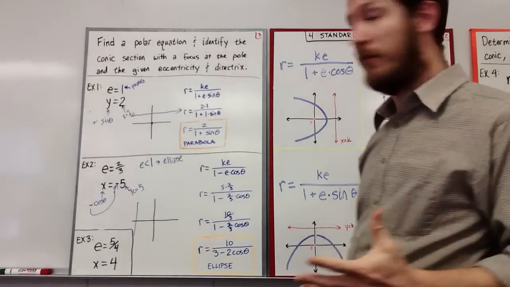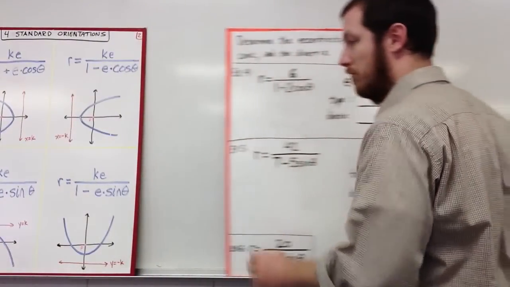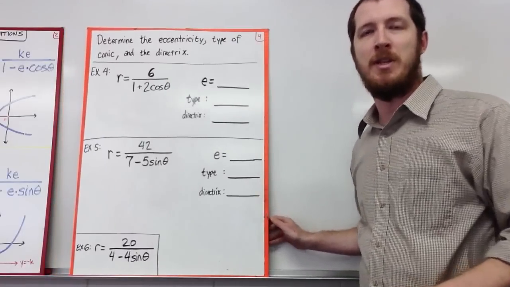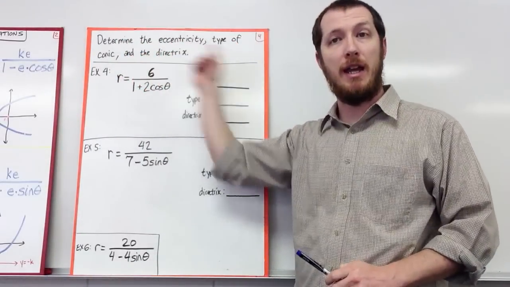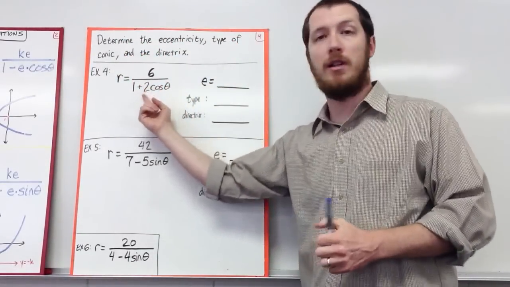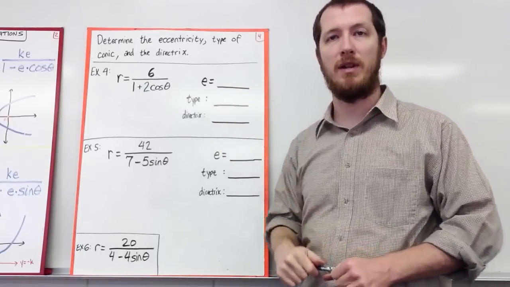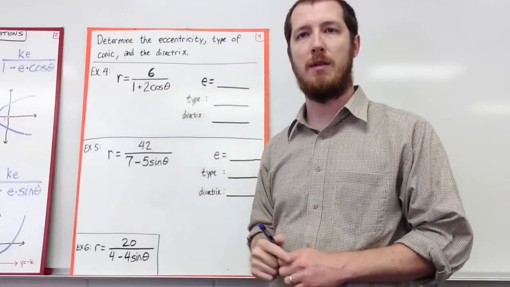Okay, one more type of example that you're going to see is this. Determine the eccentricity, type of conic, and the directrix. So this time we're given an equation, and we need to come up with the e, the directrix, and what type it is. Okay, so we've got r equals 6 over 1 plus 2 times the cosine of theta.